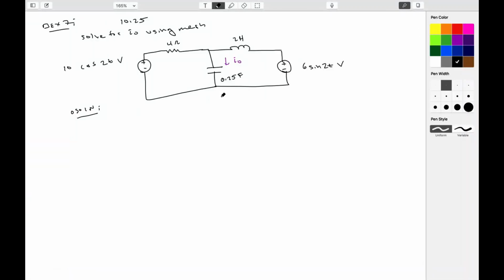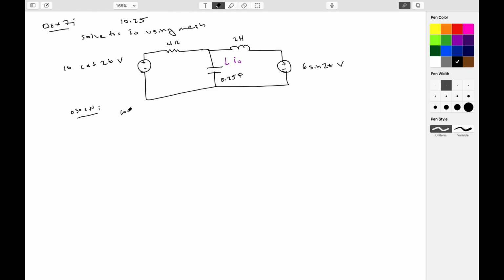All right, let's solve problem or example 7 on review number 3. This is problem number 10.25 from the textbook, and I'm asked to find I naught using mesh. This is a perfect example of a type of problem that might be on the exam.